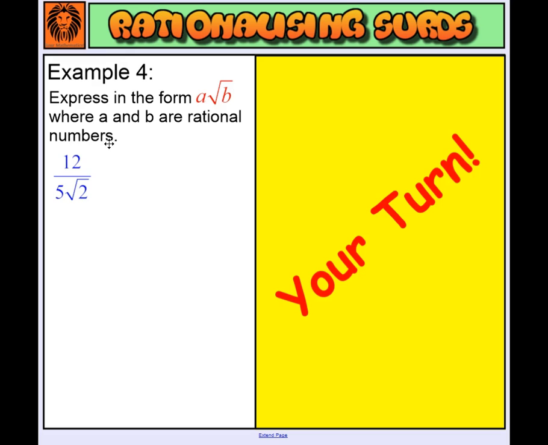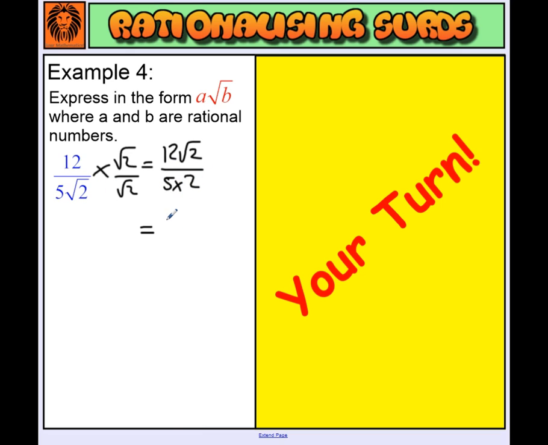Example 4 is an exam style question where it tells us that we need to express 12 over 5 root 2 in the form a root b, where a and b are rational numbers. All this question is asking us to do is to rationalize the denominator. So knowing this, we have to multiply by root 2 the numerator and the denominator. So with this one, we're going to get 12 root 2 over 5 times 2, as we've got root 2 times root 2.